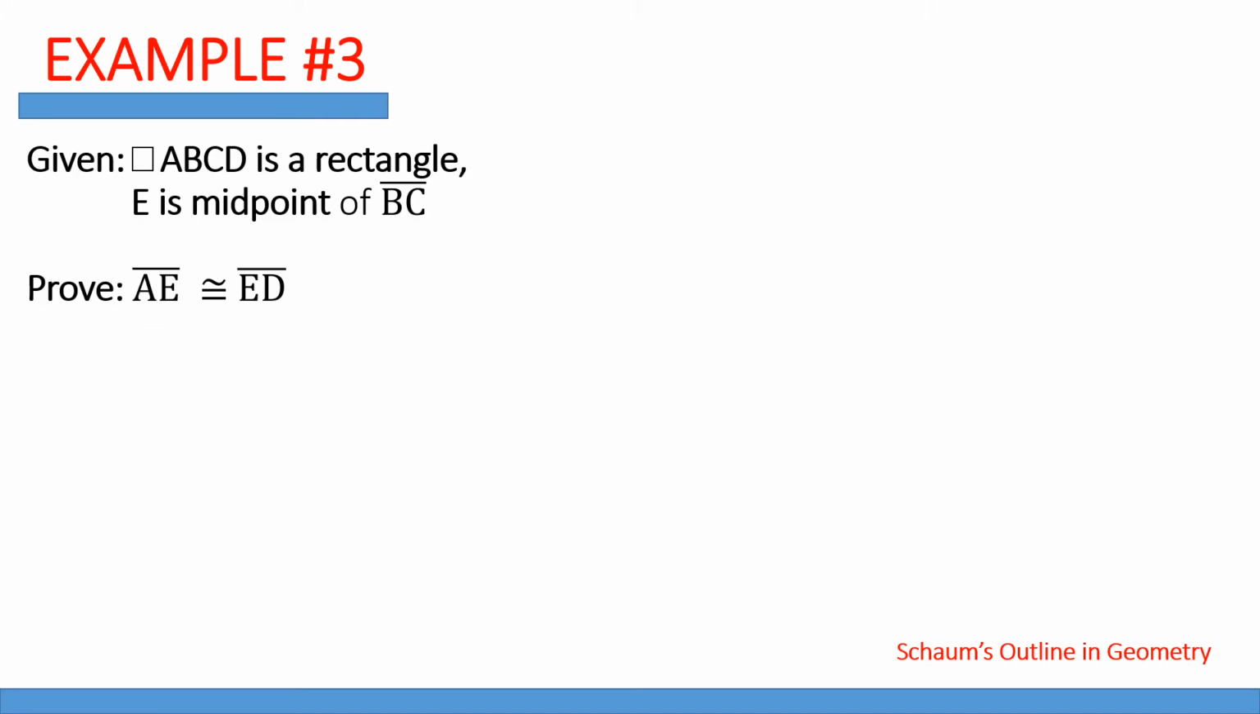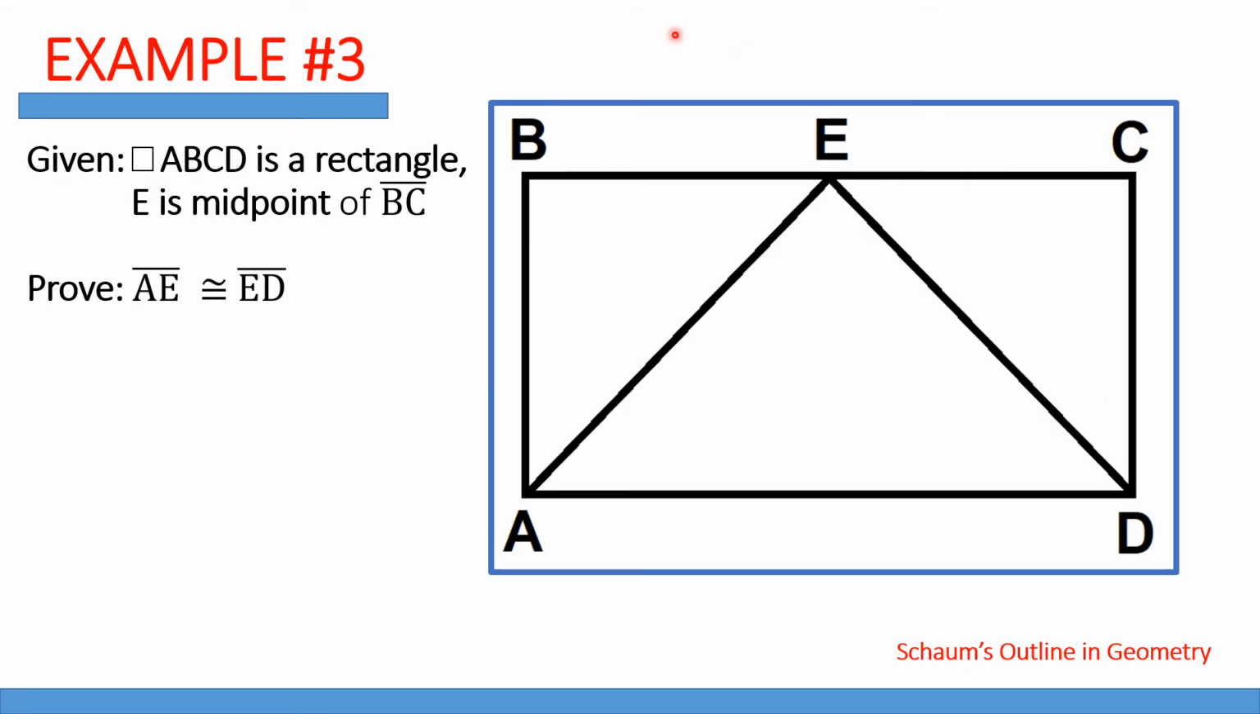Example number 3 again is taken from, or was taken from, Shaum's outline in geometry. Quadrilateral ABCD is a rectangle and E is a midpoint of BC. Prove that line segment AE is congruent to line segment ED.